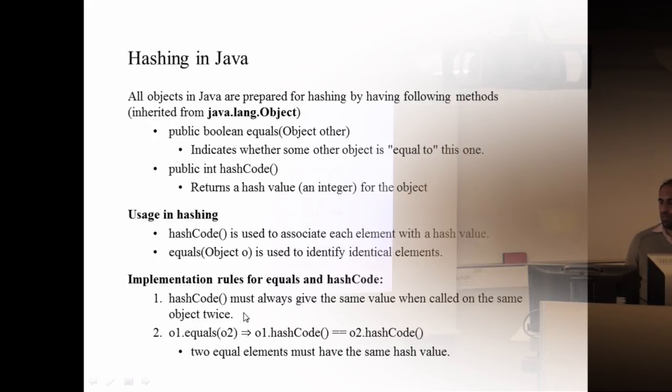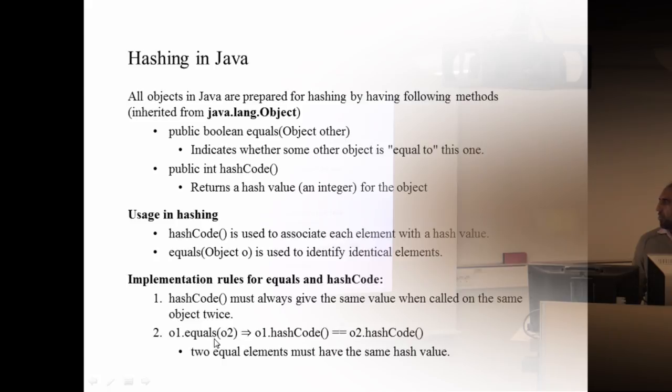And there is also some rules about equals and hash code. It says that hash code must always give the same value when called on the same object, any number of times. So it should not be that the first time you call hash code it gives you hash value 10, and the next time on the same object something different. It should always return the value 10. Otherwise, your hash code is not correct.